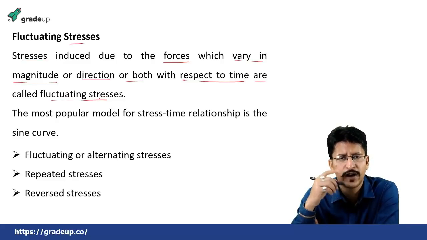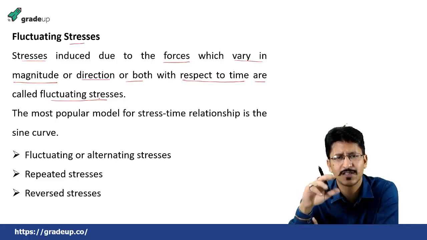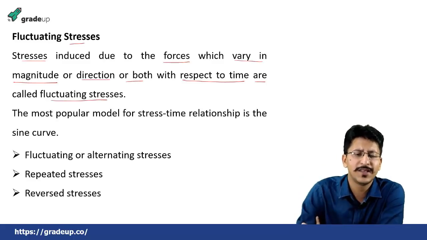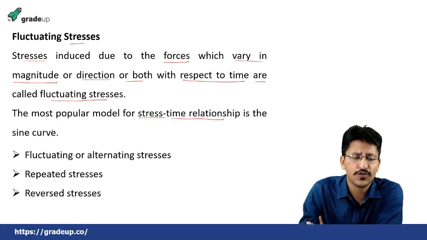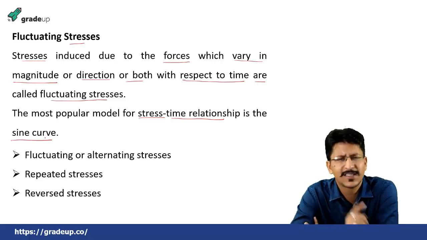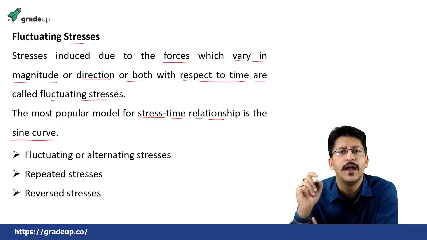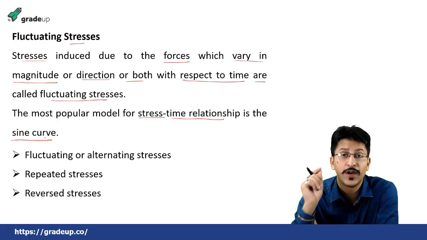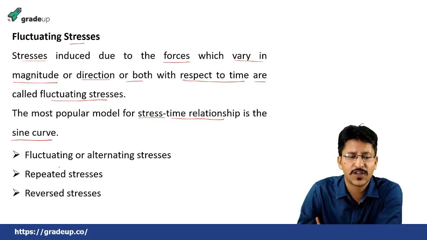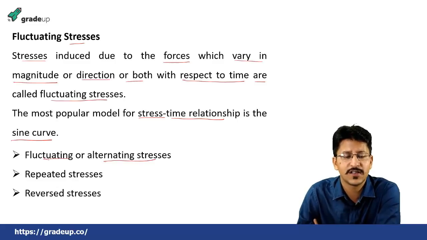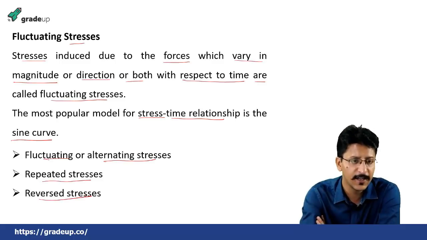Okay, so if the forces or the stresses are varying with respect to time, there has to be some model for the stress-time relationship, and the most popular model that we use is the sine curve. These kind of questions can also come in the theory part: for the case of a fluctuating stress, the most commonly used model for the stress-time relationship is the sine curve. Okay, so these are three kinds of fluctuating stresses. The first one is fluctuating or alternating stresses, second is repeated stresses, and third is reversed stresses. What are those? Let us see one by one.